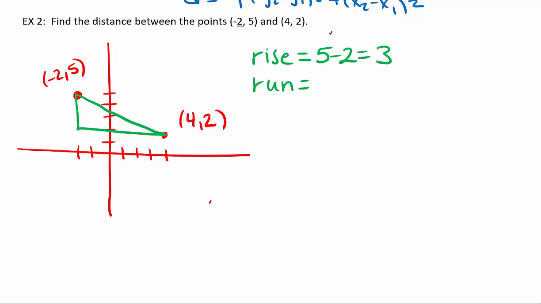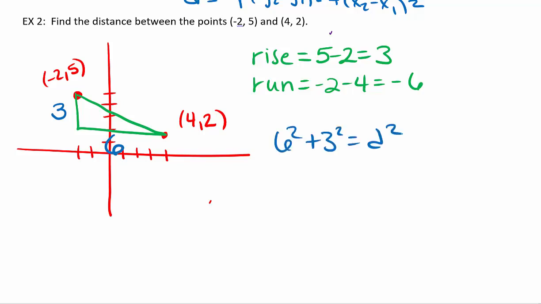The rise would be the change in y, 5 minus 2, which is 3. Or you can just count the boxes from y equals 2 to y equals 5 is 3 units. The run, the change in x, would be -6. Although it turns out with these problems, because we're talking about distances, the order of the subtraction doesn't matter. This is a right triangle with a height of 3 and a base of 6.